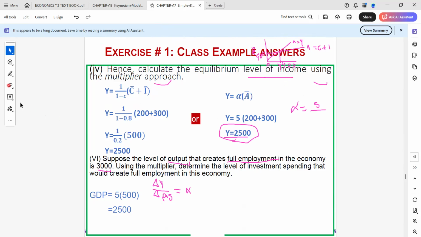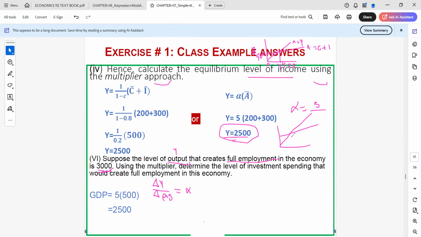Now what they're saying is, suppose the level of output that creates full employment in the economy is 3,000. If they're saying output, just know this is total output, which is the same as income. So they're referring to Y. The income or output that will create full employment is 3,000, meaning that our curve is like this at the moment.